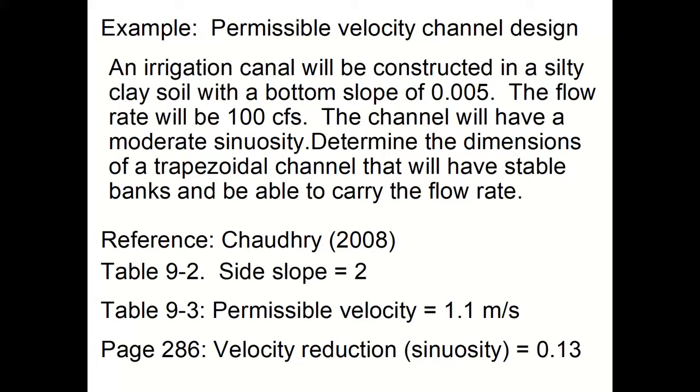So utilizing the reference that was noted previously, Table 9.2 says that the side slope would be 2 to 1. Table 9.3 says that the permissible velocity would be equal to 1.1 meters per second. Because the channel is sinuous, and there will be some additional stresses on the bends, the permissible velocity is reduced by a factor based on the sinuosity. So for a moderate sinuosity, on page 286, the velocity reduction is 0.13.